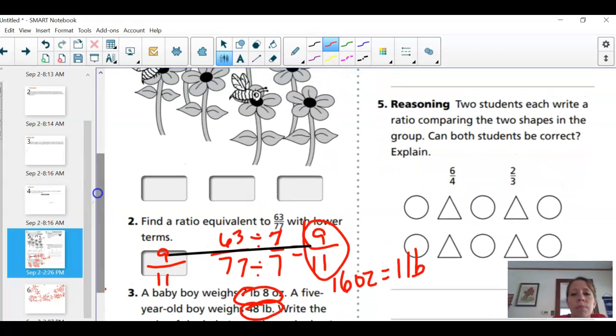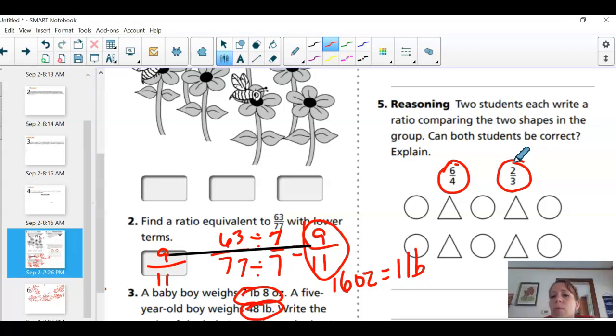Two students each write a ratio comparing the two shapes in the group. Can both students be correct? So let's look. We have 6/4 and 2/3. If you haven't finished this one, make sure to pause. Okay? Can they both be correct?